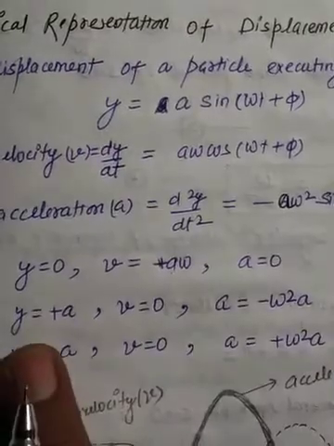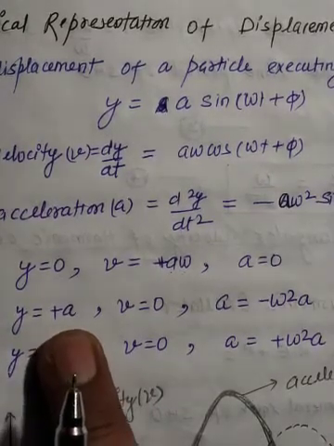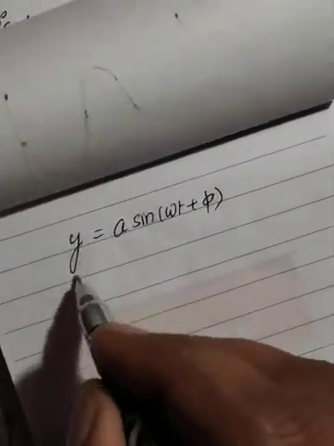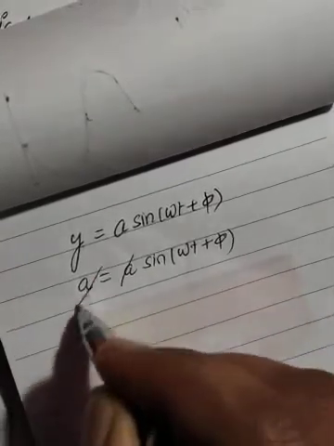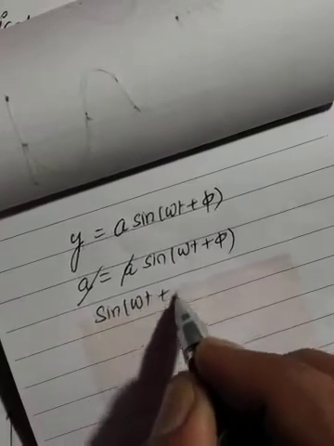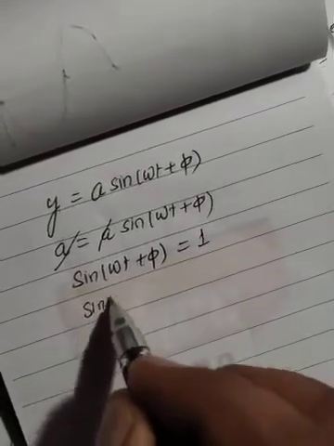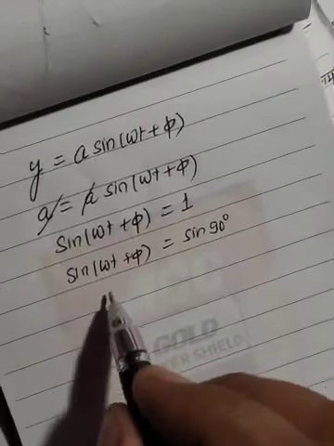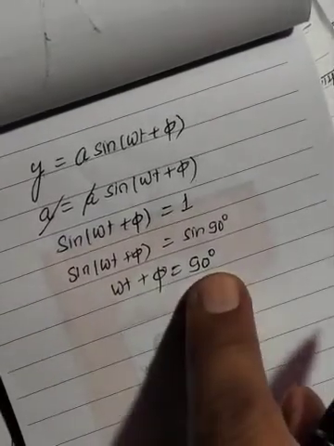Now use this situation, that y is equal to plus a, that is, the displacement of the particle is maximum, and the maximum displacement is equal to the amplitude of that particle. So put y equal to a here, so a is equal to a sine omega t plus phi. So a is cancelled with a, then sine omega t plus phi is equal to 1. And for which angle does sine have the value of 1? Sine 90. That means omega t plus phi is 90 degree.